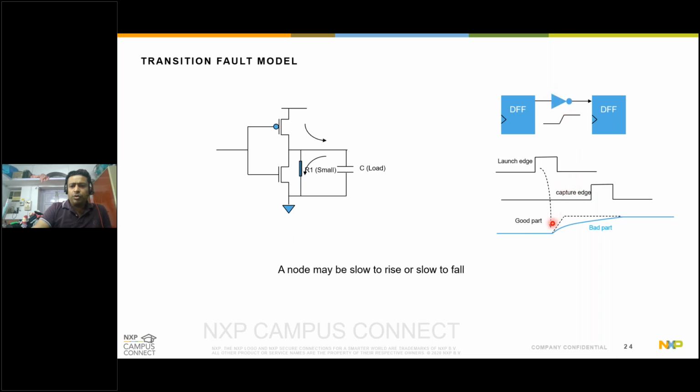So for a good part, this transition is represented through these dotted lines, and this transition will happen well within the time before this capture edge comes, and you would be able to capture the right value here, that is the 1. But in a bad part, what will happen, this rise time will be increased, and when the capture edge comes, you will not be able to sample this value properly, right?